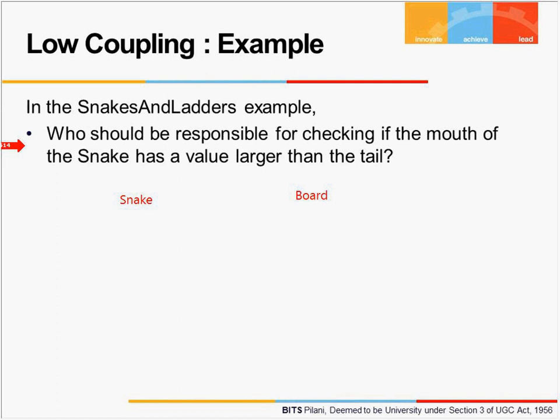The issue is this will instantiate an object of snake even if M and T are incorrect. The mouth and the tail values are incorrect, and this will still instantiate an object. So my board class should initially check, and then pass the values to instantiate the object of snake.